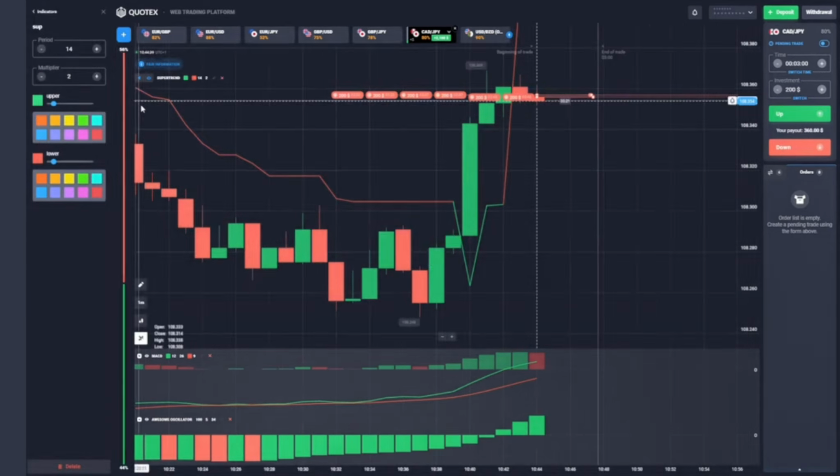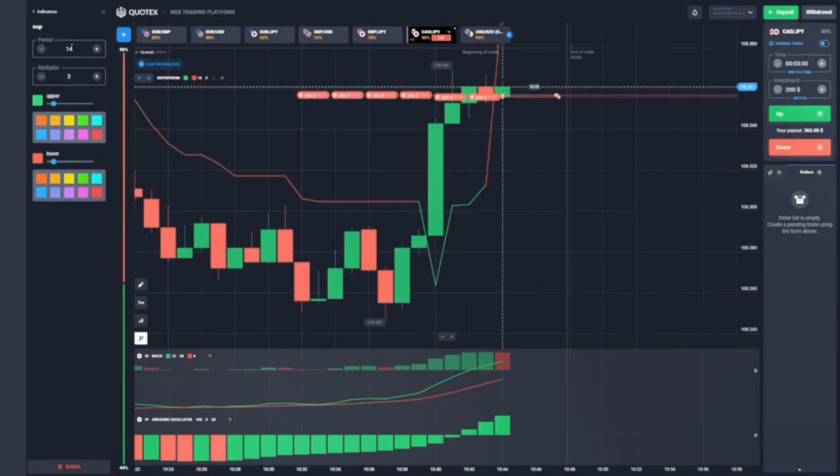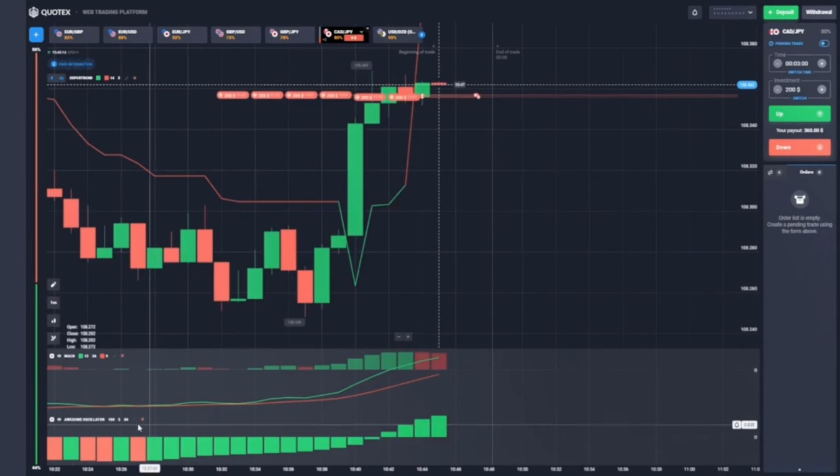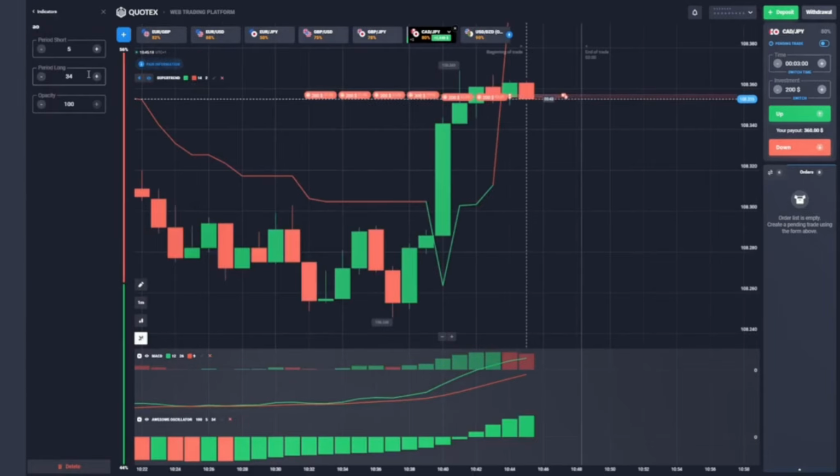First indicator is the super trend indicator, which we change the settings to be as on screen. The period 14 and multiplier 2. The MACD indicator is used with its default settings and also the awesome oscillator.